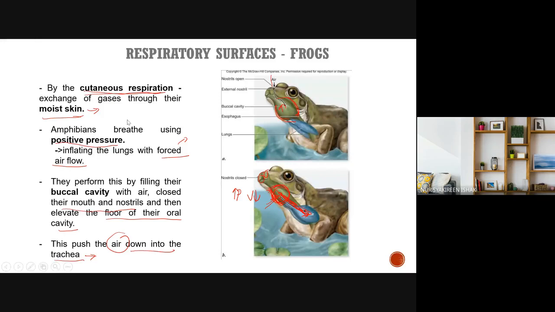Okay, so that is for frog. So remember, frogs use positive pressure: high pressure inside the buccal cavity, which will be forced into the lung.